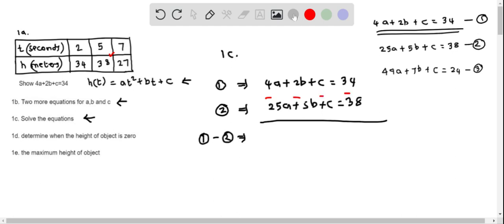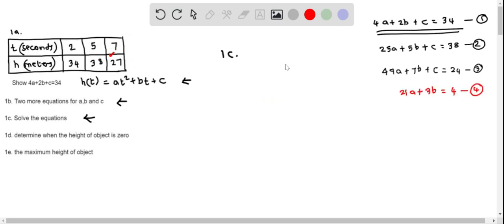So therefore, positive c and negative c will get cancelled, and 4a minus 25a is negative 21a, and 2b minus 3b is negative 3b. This is equal to 34 minus 38, which is negative 4. As you can see, every term has a negative on both the left side as well as the right side, so we can divide all the terms by negative 1 just to remove the negativity. So this becomes 21a plus 3b equals 4. So let's say this is equation number 4.